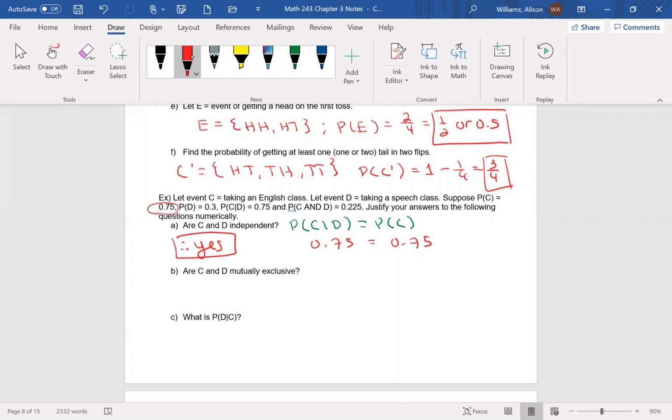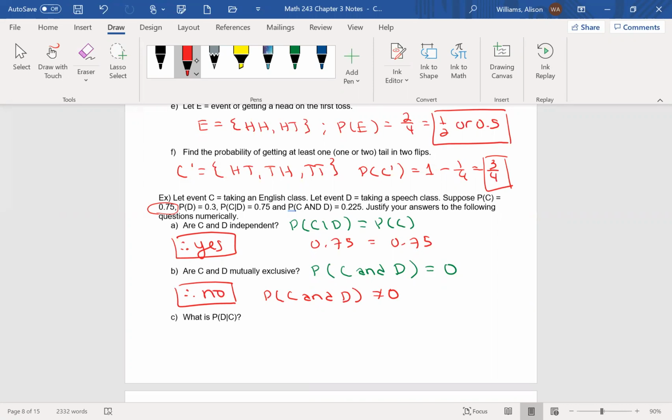So just so you know, are they mutually exclusive? Mutually exclusive, we had a little way of checking for that. That means that both events can't happen at the same time, so the probability of both of them happening would be 0. And that's not the case in this one. Because the probability of C and D does not equal 0, no, they are not mutually exclusive. There are people who take both speech and English at the same time.